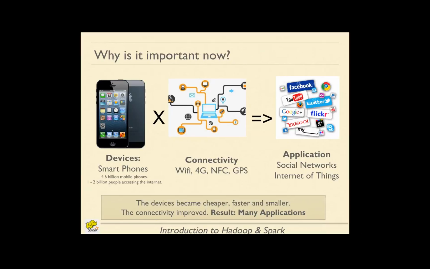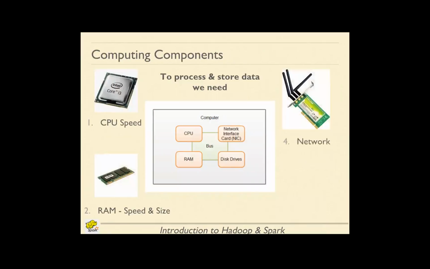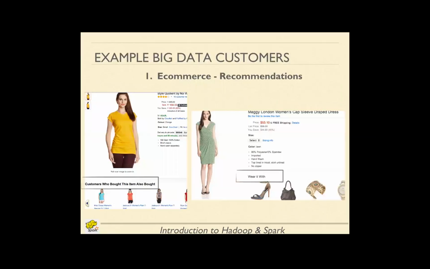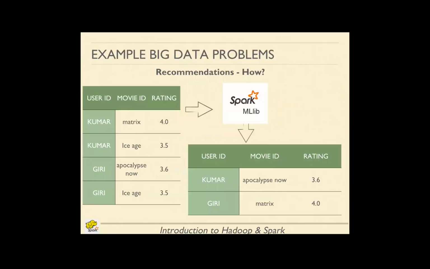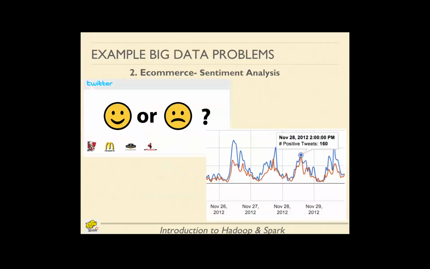Then we talked about why it is important now. And we talked about the various pillars of computing, or components of computing. And we talked about recommendations. We talked about A/B testing. We talked about sentiment analysis, the various real-life big data problems.